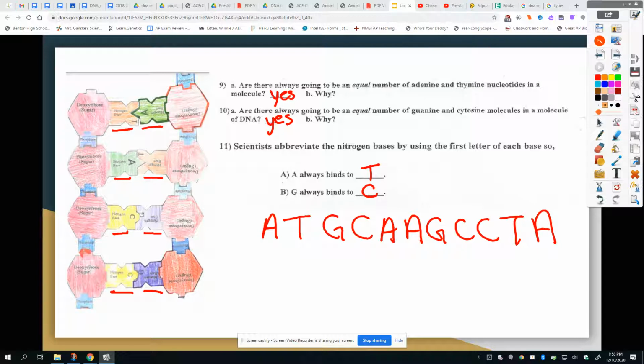That's one side. What would the other side look like? Pause the video, see if you can fill it in. We would get what is called the complementary strand, following what we call the base pairing rules, A to T, G to C.